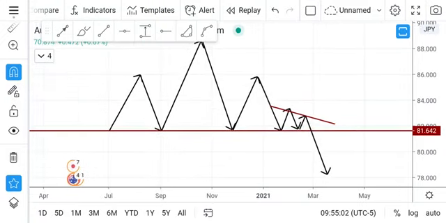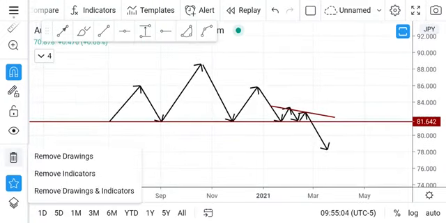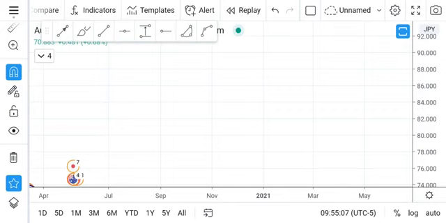So the next chart pattern I'm going to talk about is the inverse head and shoulder. That is the inverted head and shoulders. It's just the opposite of the normal head and shoulder that I just discussed.